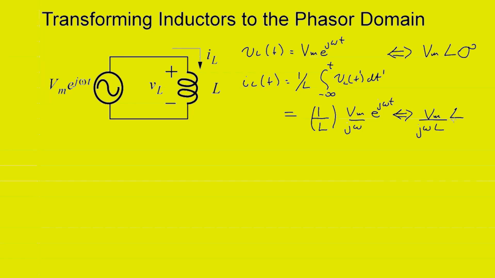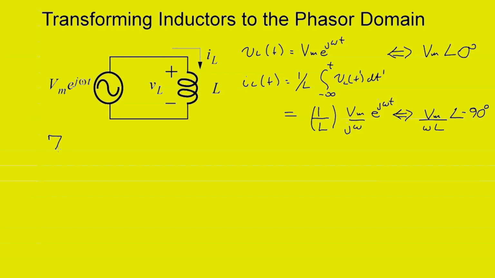And the angle, because the j is on the bottom, gives us minus 90 degrees. And recall that the j's don't show up in the magnitude because it's an indicator of real and imaginary components.